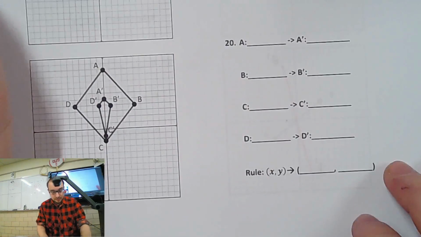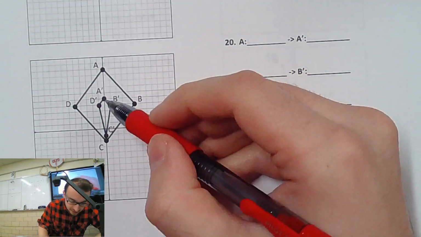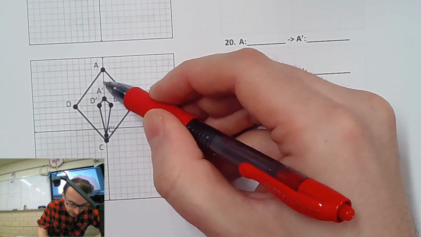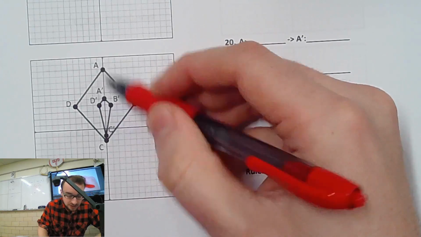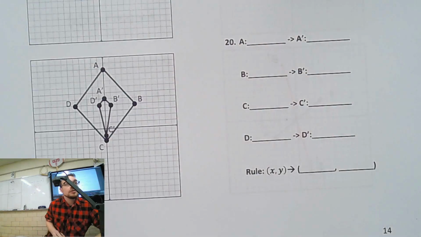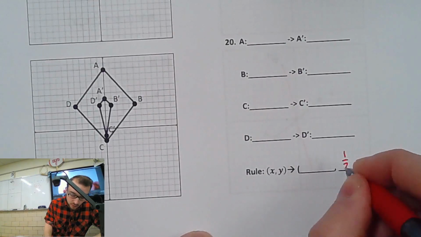Number 20. How far is A from the origin? Looks like it's 1, 2, 3, 4, 5, 6, 7, 8, 9, 10 up. But after we're done dilating, it's only 1, 2, 3, 4, 5 up. So what do we do? We have the y.